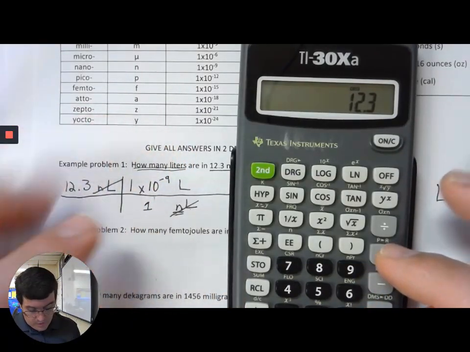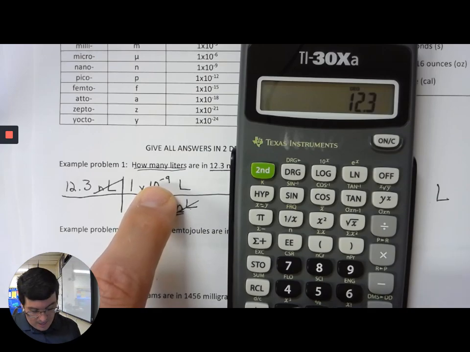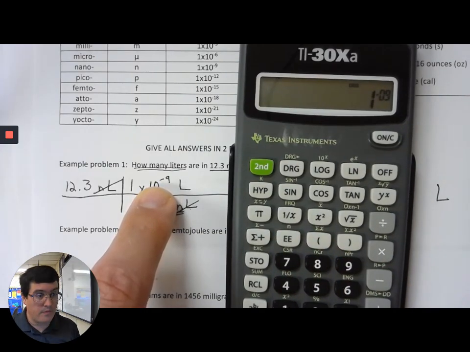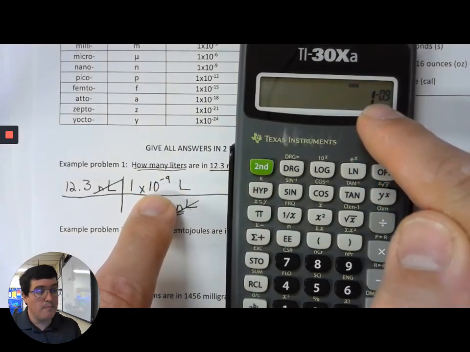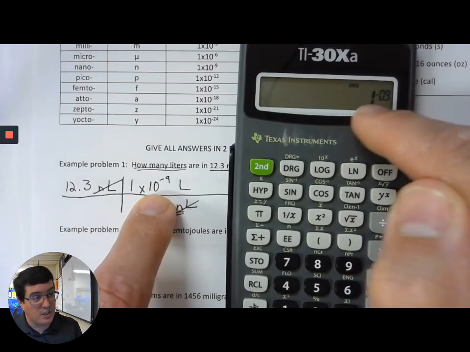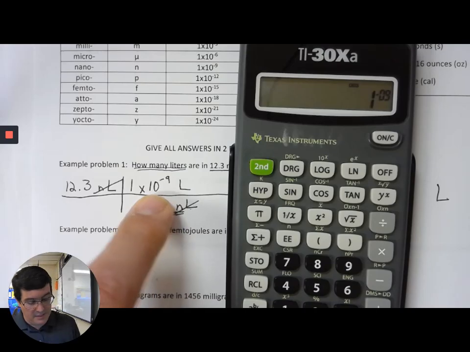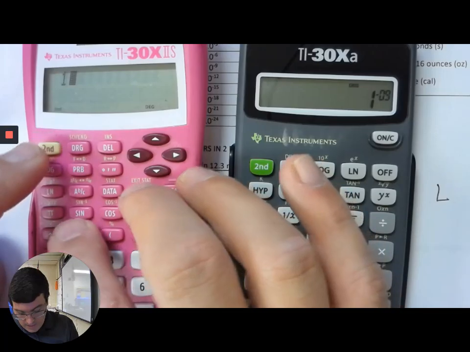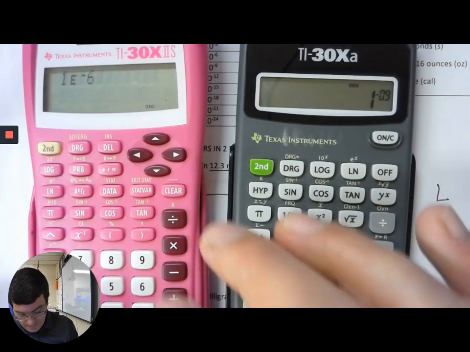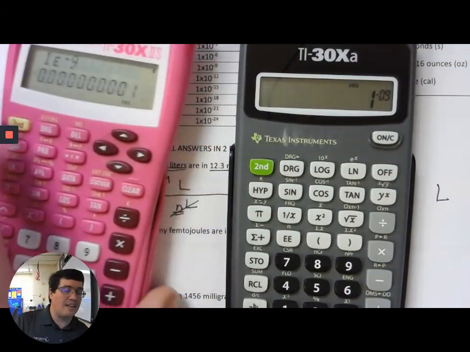So what we're going to do is we're going to do times. To plug in 1 times 10 to the negative 9, we go 1 EE negative 9. Just like that. That right there, entered into my calculator, means 1 times 10 to the negative 9. And you notice how it's kind of small and a little raised up on this calculator. I believe on this calculator, if you have one that looks like this, we do 1 EE negative 9. It looks just exactly the same.